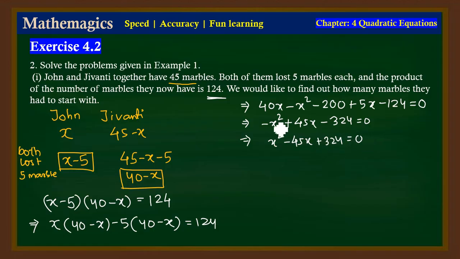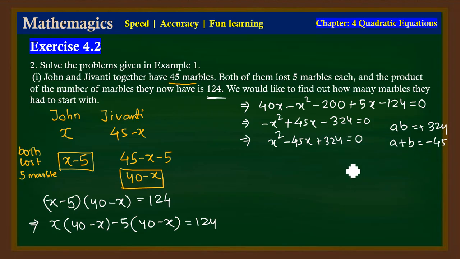Here what I have done, I have taken a minus sign common from all the terms and sent it to the other side, that is the RHS. So that's why we got the positive value of x square. Now it's time to factorize. As we know, the product of both numbers, a into b, is equal to plus 324, and a plus b is equal to minus 45. It is a little difficult to get the middle term breaking part.